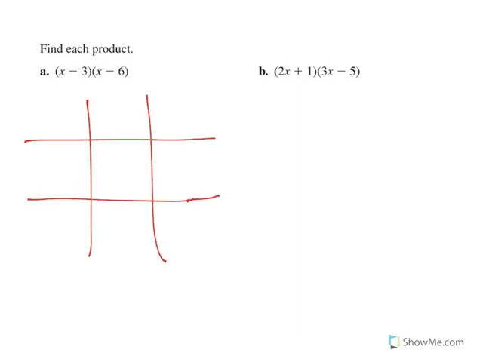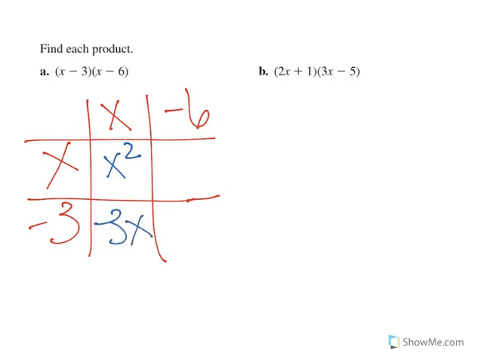Doesn't have to be a fancy table, right? That looks like tic-tac-toe, but we've got x minus 3, x minus 6, and then we multiply. So x times x is x squared. X times -3 is -3x. X times -6 is -6x. And then -3 times -6 is a positive 18.